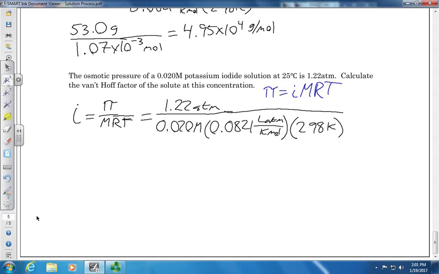Looking at this in terms of units, molar is moles per liter, so as we cancel that out, we cancel our moles and liters. K cancels out, and atmospheres cancel out. So you come to find that the Van't Hoff factor is a unitless figure. And when you do the calculation out, your Van't Hoff factor is 2.49. And that is the sum of some osmotic pressure problems.